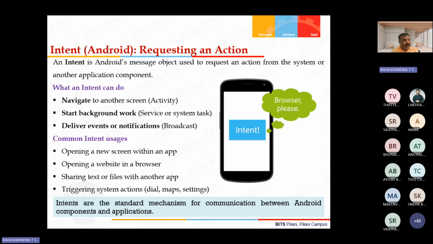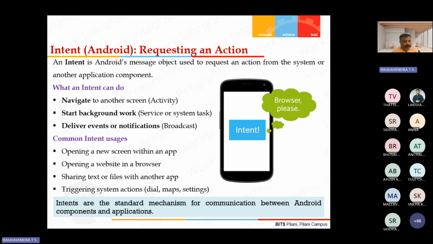Okay. So what an intent can do is navigate from one activity to another activity, or start a service which is going to run in the background. It could be an application service, or a system service, or anything else. It can deliver events or notifications, which could be broadcast to everything in the system, so that whichever application is applicable will get to know. Common intent usages are opening a new screen within an application, opening a website in a browser, sharing text or files with another application, and triggering system actions, right? So you can dial, or use Google Maps, or open settings.